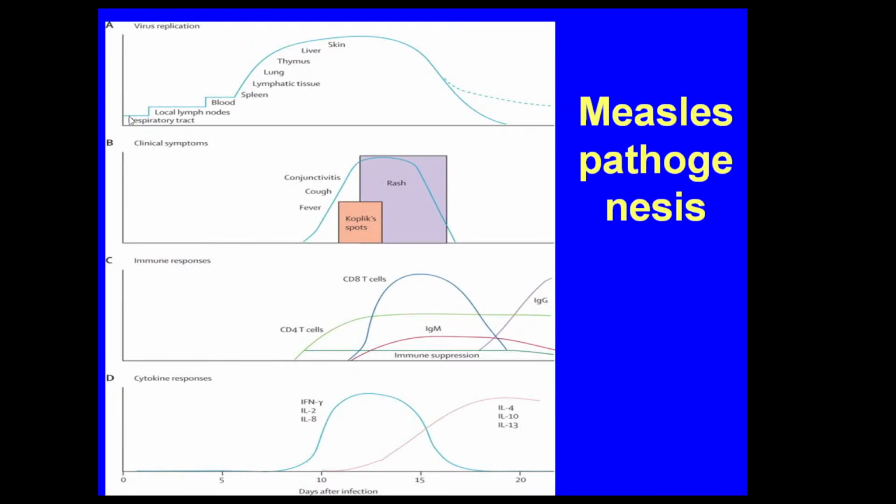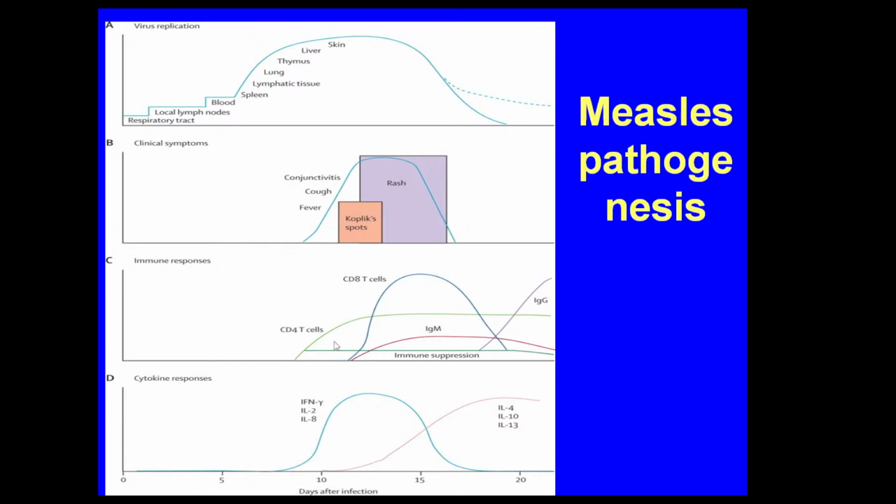So you can see here the virus replication: it multiplies in the respiratory tract, local lymph nodes, blood, spleen, then thymus, liver, and skin finally, right? And how it coincides with the development of the symptoms. First, temperature, cough, fever, conjunctivitis, and Koplik spots, and then rash. This is the catarrhal period, and then the rash, which is the result of the immune response, my dears.